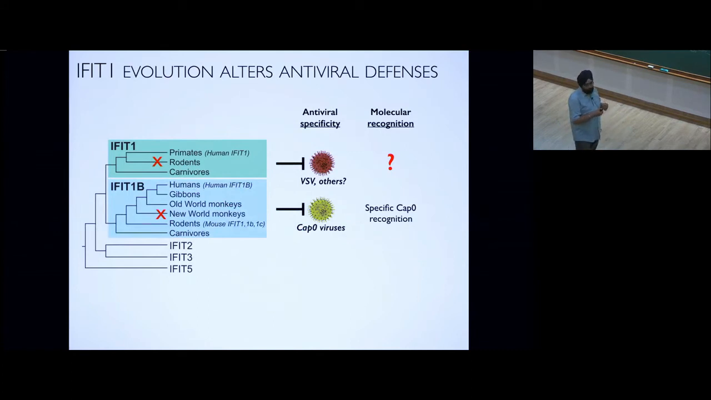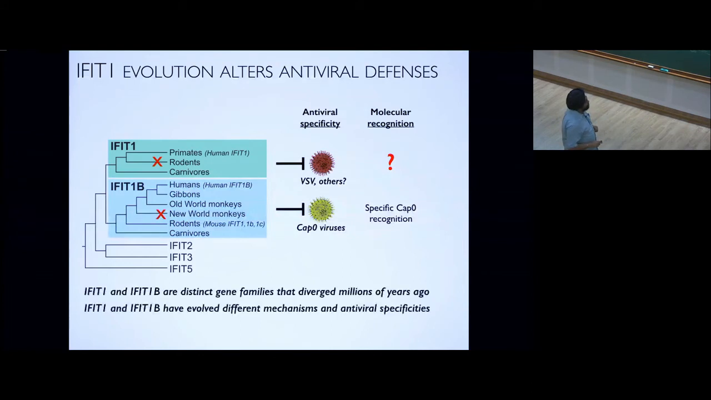And in fact, if you want to study IFIT function and you're interested in humans, mouse is pretty much the worst model system you could use. And that's not just true in IFIT, that's true in a lot of immunity. And yet mouse is in fact the go-to model system. I apologize to the mouse people in the audience, by the way.